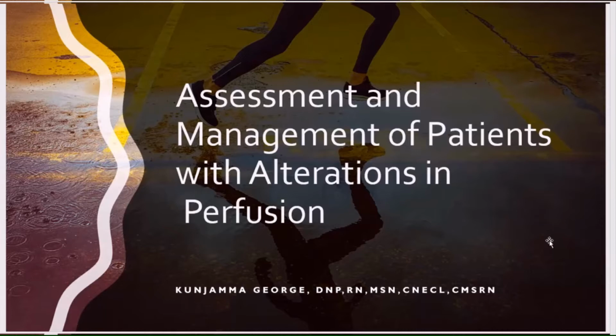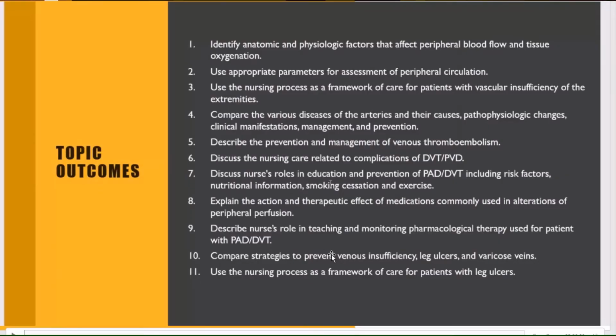Mixed venous and arterial insufficiency involves not only the sluggish venous return of blood to the heart, but also an arterial component where arterial damage decreases the blood flow. So in this situation, signs and symptoms of both venous and arterial compromise are observed. We'll be looking into risk factors, assessment, treatment, and nursing management. The next slide includes the topic outcomes.